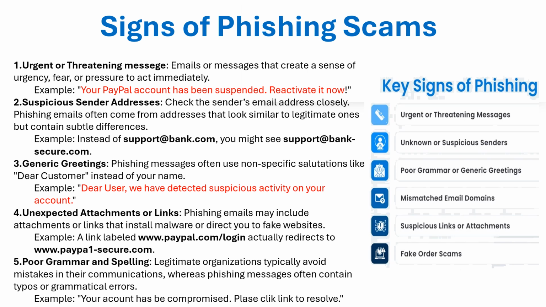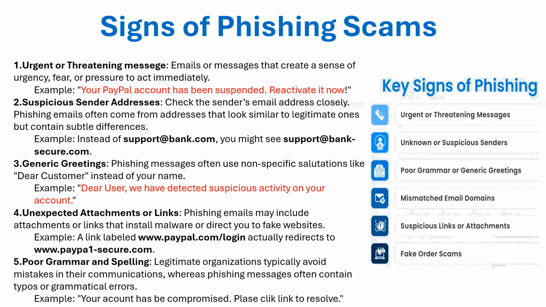Also, the unexpected attachment or link. Phishing emails usually include an attachment or link that installs malware or directs you to a fake website. For example, a link labeled www.paypal.com login actually redirects you to another one, for example www.paypal1-secure.com. So, just an example.